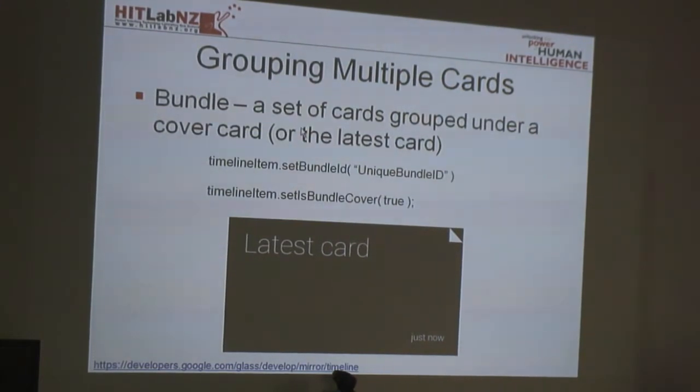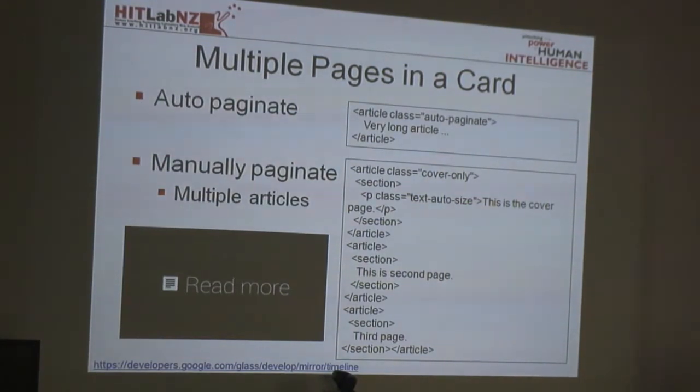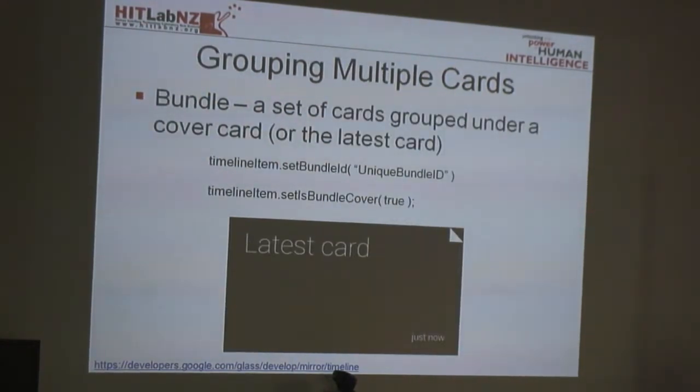And there's another type of grouping cards. The previous one was one card having multiple pages. This one is called bundle. If you are sending a bunch of similar cards over time, and you don't want to flood the whole timeline with a lot of cards, then you can set a bundle ID on your card. Then the cards with the same ID will be grouped together, and the latest one will always be showing at the top. It will show this kind of doggy ear thing here, representing it has more cards stacked up.